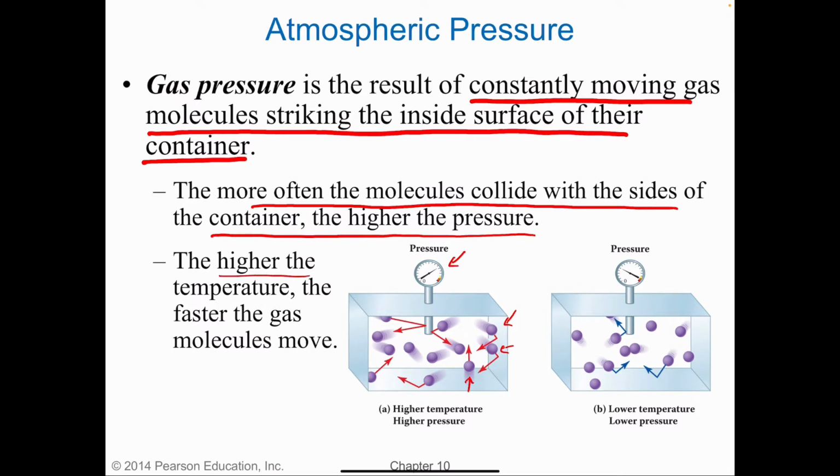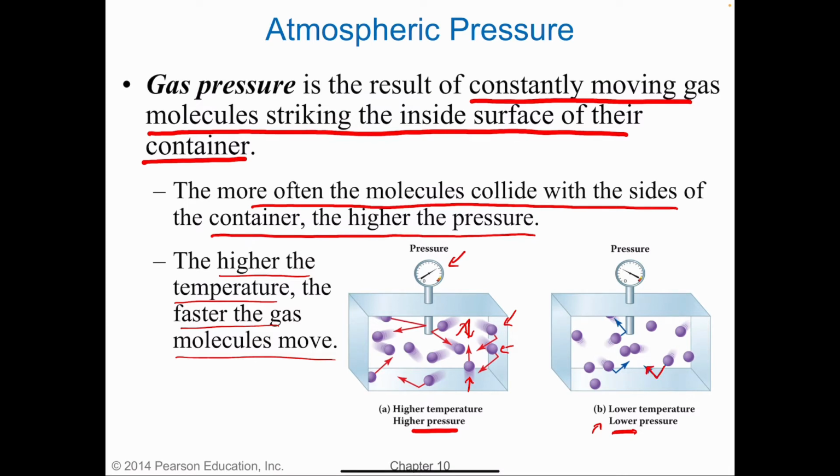And then the higher the temperature, the faster the gas molecules move. So they're going to be hitting the sides of that container more often, but they're also going to be hitting with more force. Both of those are reasons why we might register a higher pressure when we increase the temperature. And obviously, if we were to lower the temperature, we'd get a lower pressure because the particles are just not hitting the sides as often. They're not hitting with as much force.